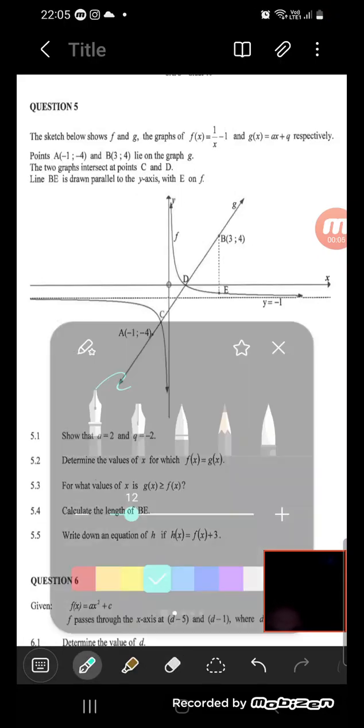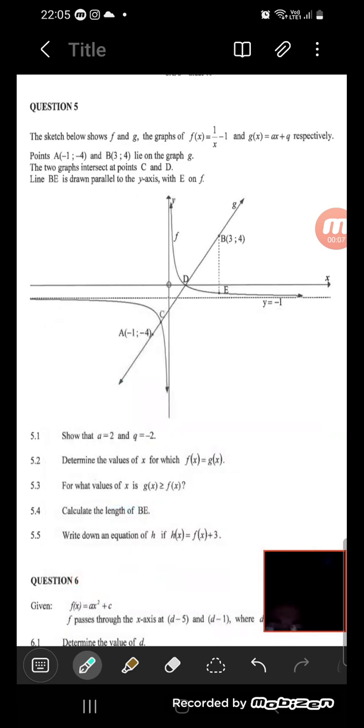I have two functions. I have the sketch of y is equal to 1 over x minus 1, which is our hyperbola. So you're going to take your highlighter and highlight them. Okay, and then the other one we're going to get to now. Let's look at y is equal to 1 over x minus 1.